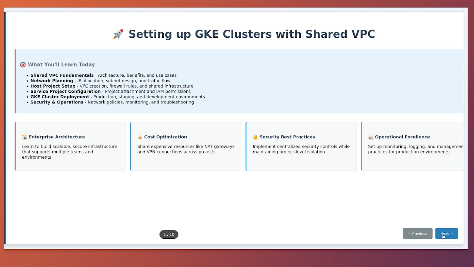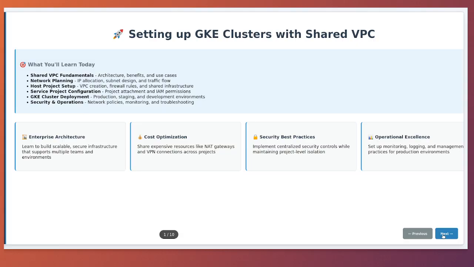We will start by understanding what Shared VPC is and why it is crucial for enterprise environments. Think of Shared VPC as the networking foundation that allows multiple teams to work independently while sharing common infrastructure resources.